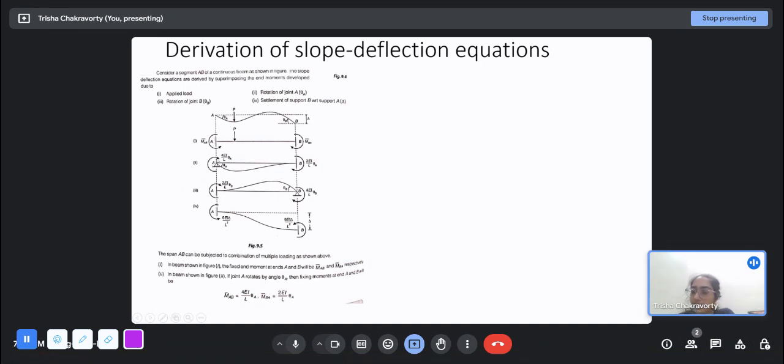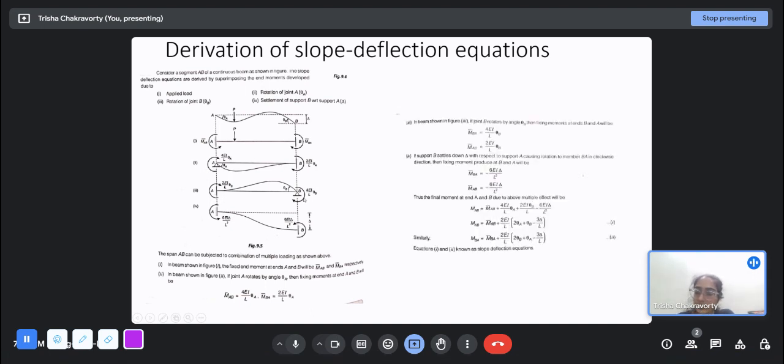Here we see that the span AB is subjected to a combination of multiple loading as shown above. In the beam shown in figure 1, the fixed end moments at A and B will be MAB and MBA. In the beam shown in figure 2, joint A is rotating by angle theta A. So the fixing moments at A and B will be MAB is 4 EI by L theta A and MBA will be 2 EI by L theta A. And then in figure 3, there is a theta B, so due to that, MBA will be 4 EI by L theta B and MAB will be 2 EI by L theta B.